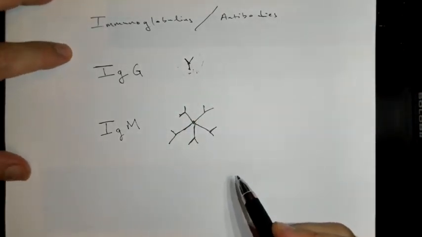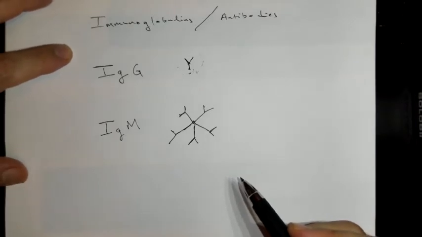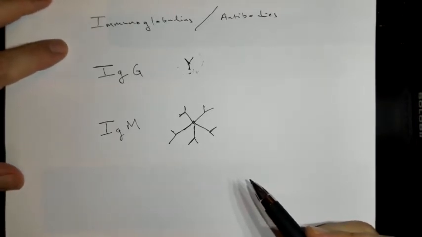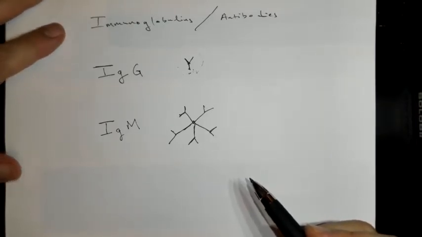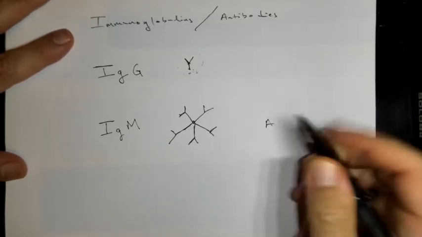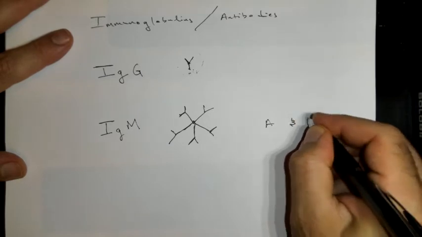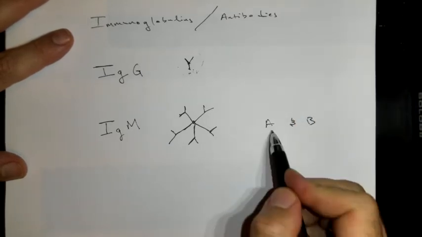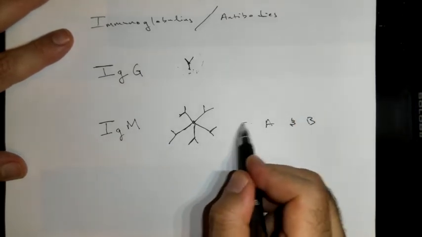Now, the reason why this is important is because when we talk about blood typing, we do have antibodies that we have to talk about, and the A and the B antibodies end up looking like this one.